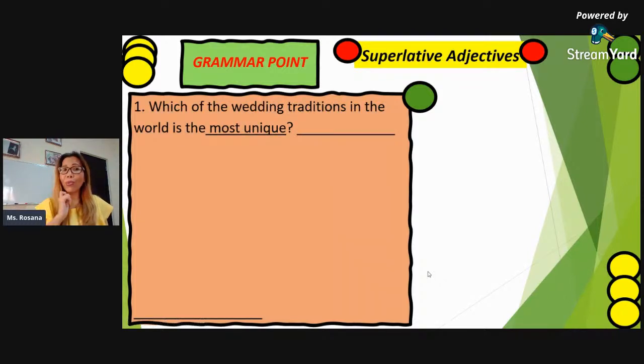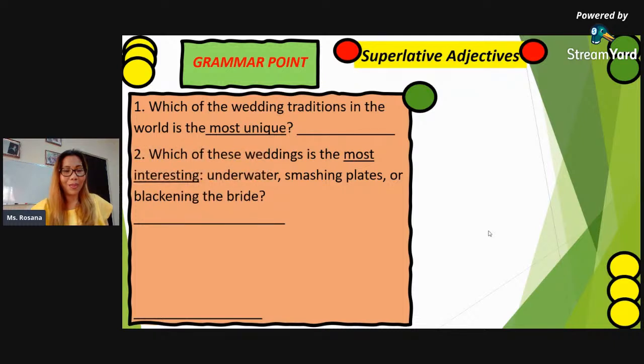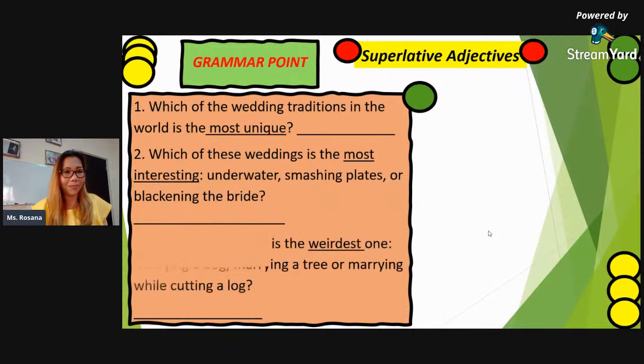Now, of the different wedding traditions in the world, which one is the most unique? And which of these weddings is the most interesting? Is it underwater wedding, smashing plates, or blackening the bride? And then the third one, which do you think is the weirdest one? Marrying a dog, marrying a tree, or marrying while cutting a log?